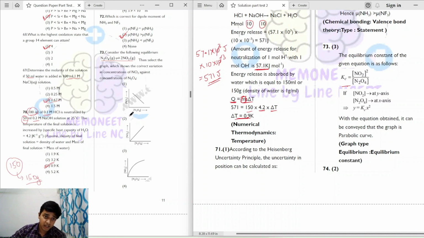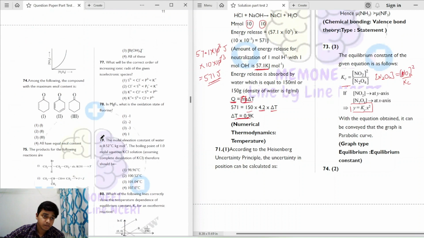And if we see in the graphs, we have NO2 at the y-axis and N2O4 at the x-axis. So if we arrange like that, we get concentration of N2O4 is equal to NO2 concentration whole square divided by Kc, right? And that is a y is equal to Kc x square type of equation. So that gives us the correct answer as option 3. Okay. Moving on to the next question.